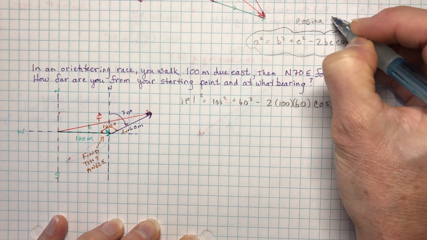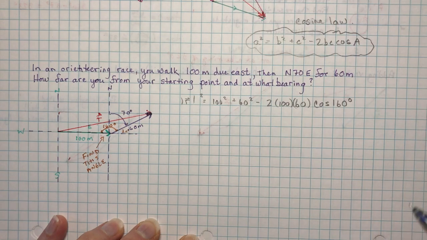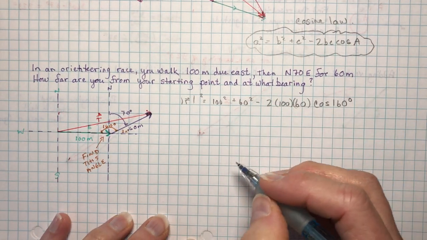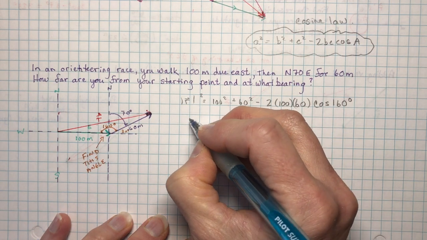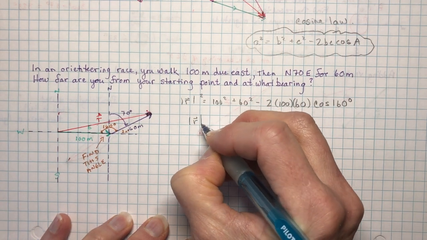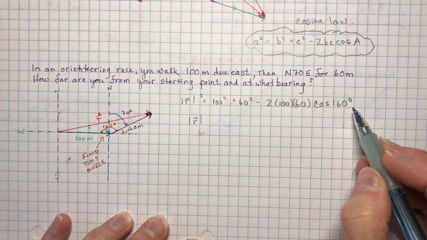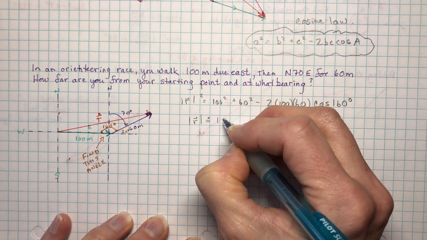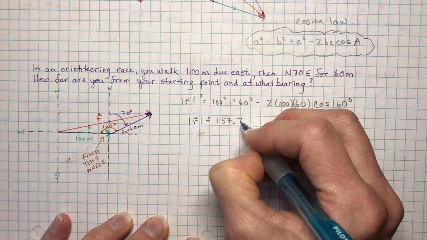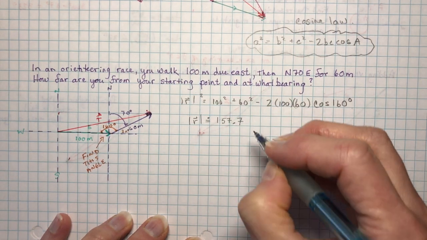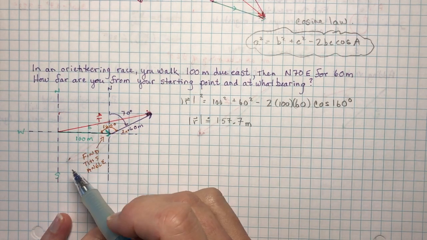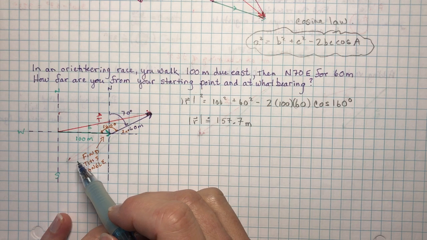If you need to, you could go back and review that from probably grade 11, right? Okay, so I'm not going to spend all my time doing the mathematical part of it for you. I'm showing you, you need to set up the cosine law for this, and you would get approximately 157.7. And that would be meters.